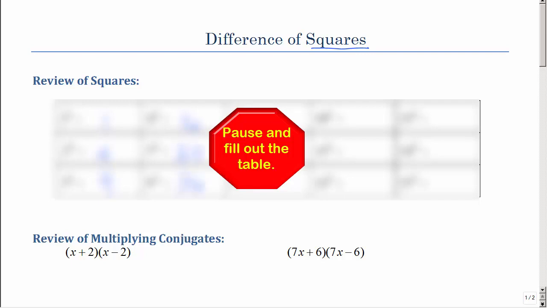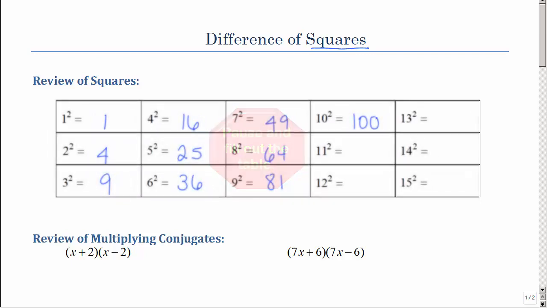How are you doing? Keep going. Hopefully you know up to 10 times 10. Now the other ones after this, you're just going to need to start learning. 11 squared is 121. 12 squared, 144. 13 squared is 169. 14 squared is 196. And 15 squared is 225.